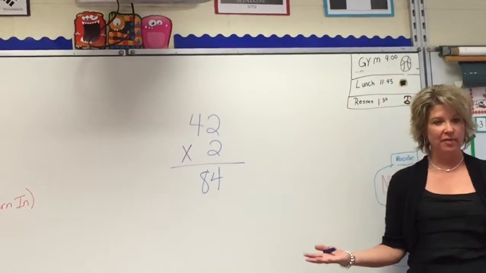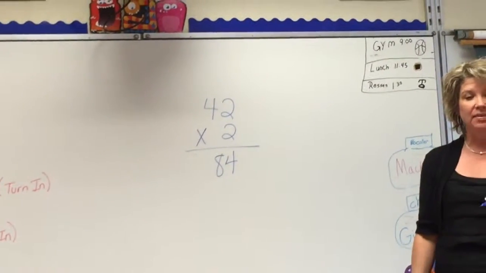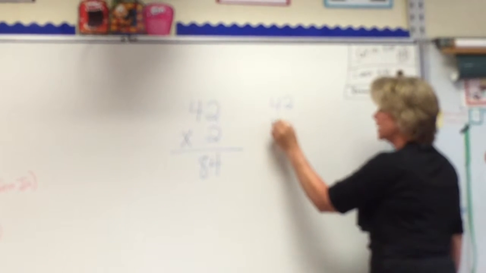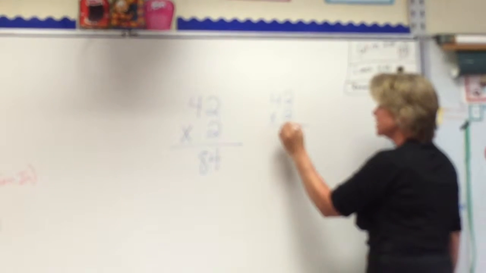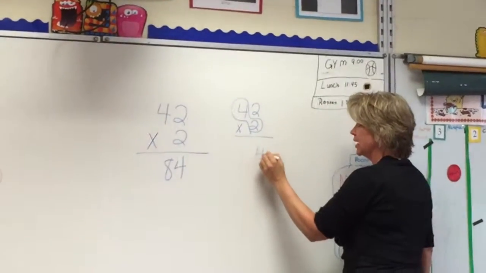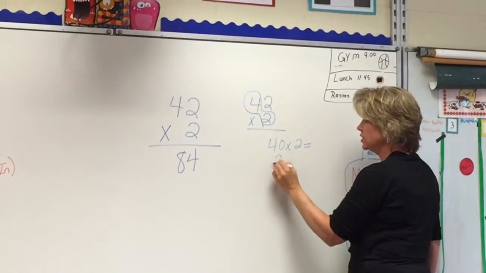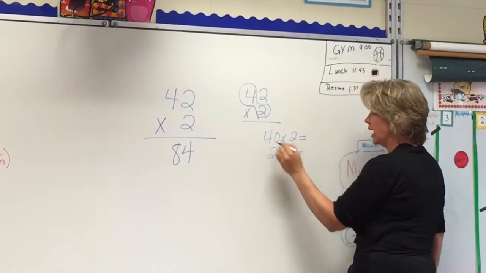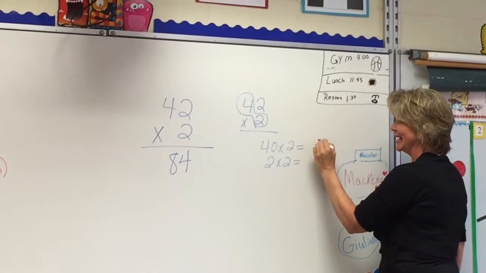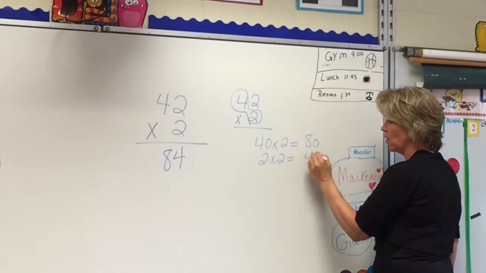And I have 84. Let's check it with the butterfly method and see if we got the same thing. Okay? So if I have 42 times 2 and I do the butterfly method, what's the first thing I do? 40 times 2. And then I do 2 times 2. And so 40 times 2 is 80. And 2 times 2 is 4.